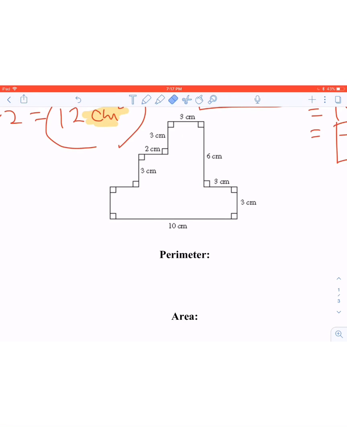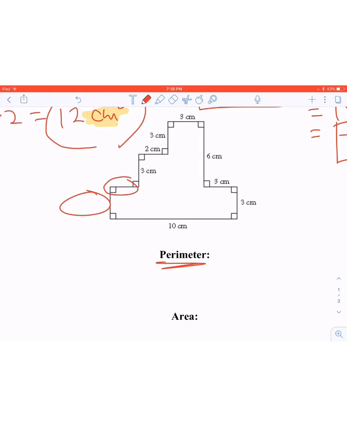When I say perimeter, again, perimeter means the length around the shape. So we just have to add all of these sides to find the perimeter. But notice how there are some missing lengths. We don't know what this is. We don't know what this is.